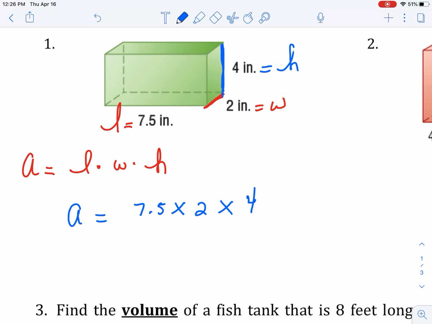So I'm going to go ahead and go 7.5 times 2, and we're going to get 15 times 4. So the area for this example is going to be 60 cubic inches. All right.